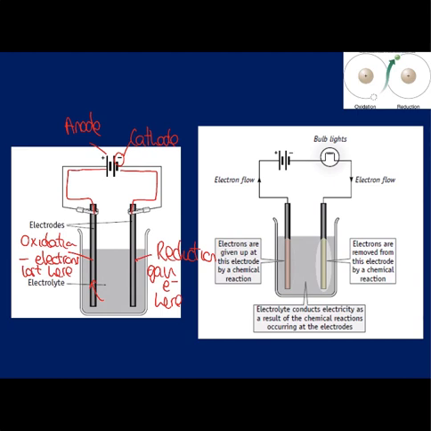Now, if you have a bulb in your circuit, it'll light up because your circuit will be complete. And your electrolyte here is maintaining the circuit, so it's like an invisible link between both electrodes. So your electrolyte will conduct the electricity. Electrolyte conducts electricity.